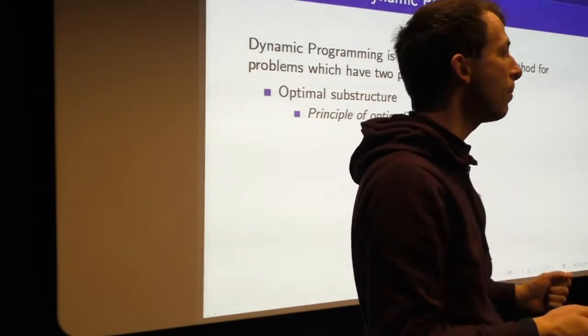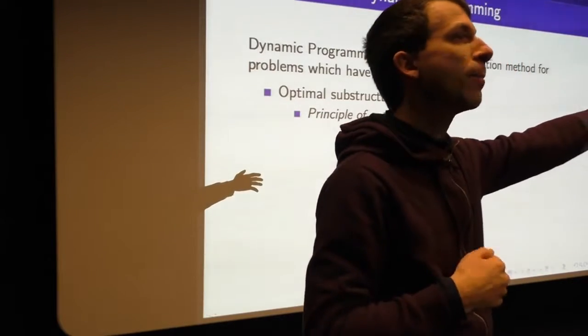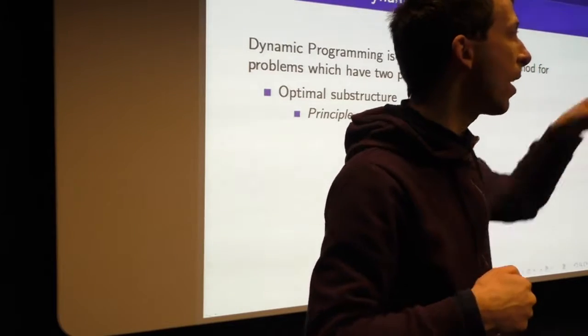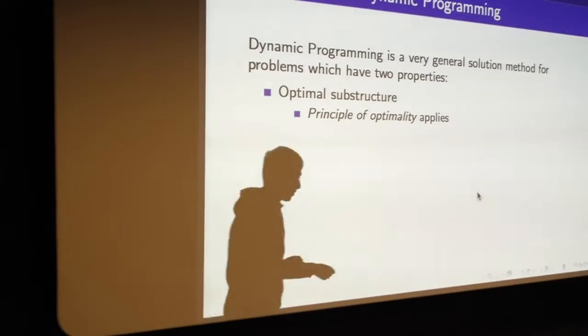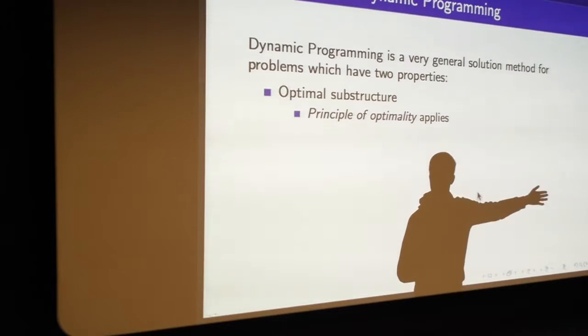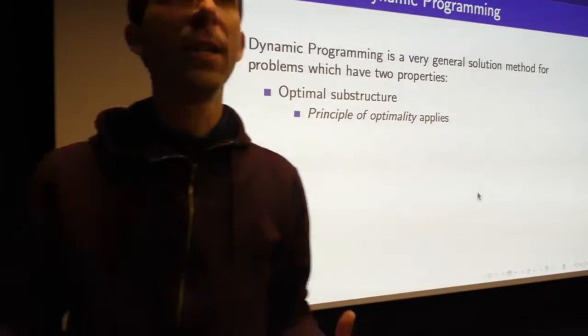So the canonical example is the shortest path. Like the shortest path from here to that wall, I can break it down into some midpoint, and I can say the shortest path to the wall is the shortest path to that midpoint combined with the shortest path from the midpoint to the wall. Okay, that's an example of optimal substructure with a principle of optimality.